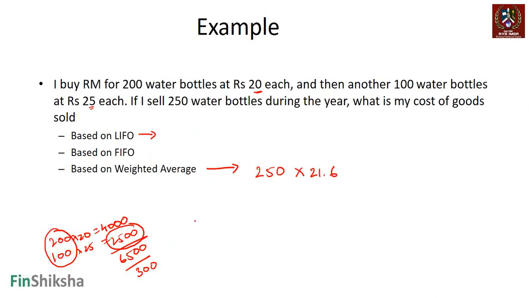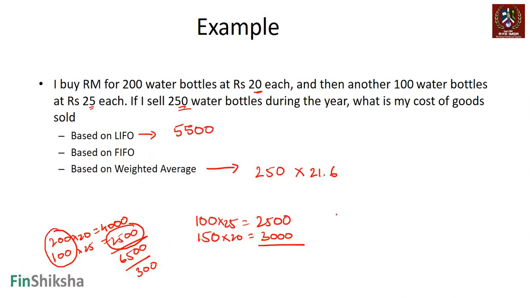Based on LIFO, last in first out, I'm going to first use this 2,500 and then use another 150 into 20, right? So I'm going to use the last in bottles first, which is this 2,500, and then I'm selling 150 more because of the 250 number here. These are at a price of 3,000 in total. So my cost on the basis of LIFO will be 5,500.